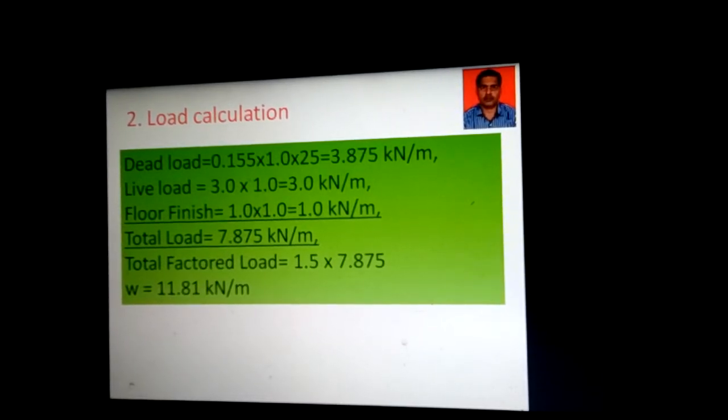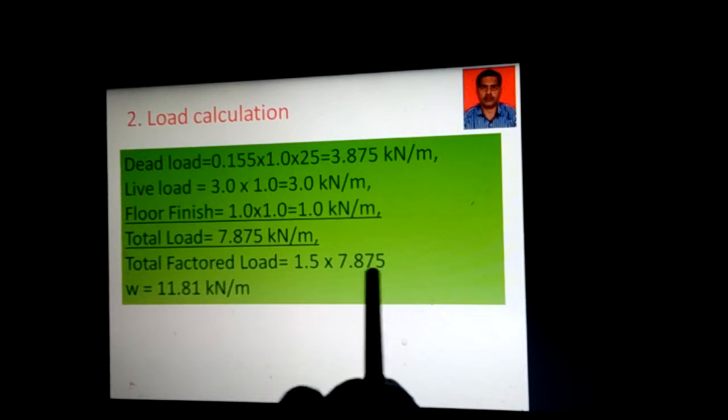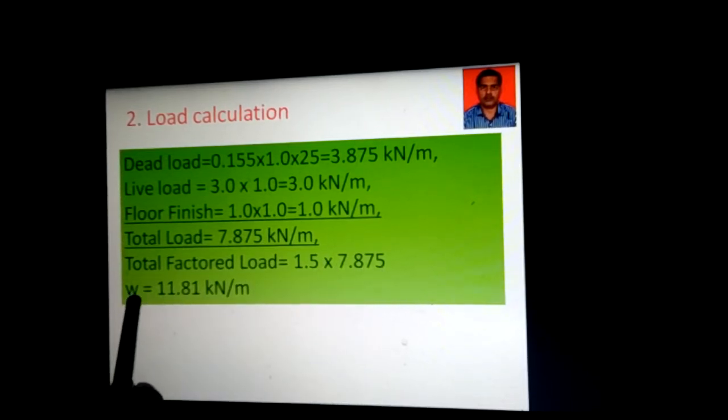Now to find out the factored load, factored load is taken as the partial safety factor for load 1.5 multiplied by 7.875. So this comes the UDL per meter, W equal to 11.81 kN per meter. So this way we have found out the load also.